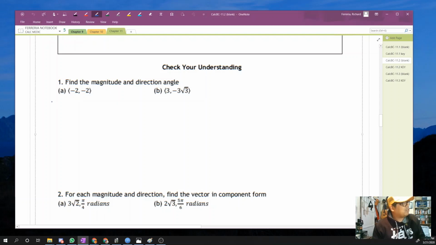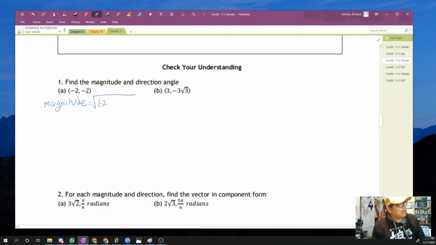The magnitude is going to be equal to the square root of the x component squared plus the y component squared. So this is the square root of 4 plus 4. And if you add that all together, you're going to get 2 square root of 2. Okay, there's our magnitude.